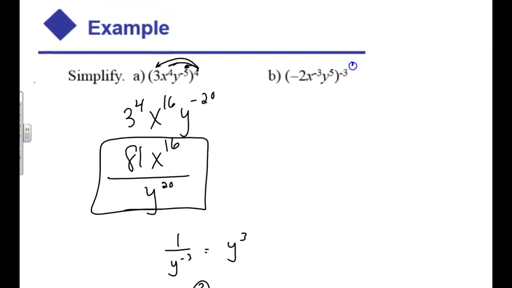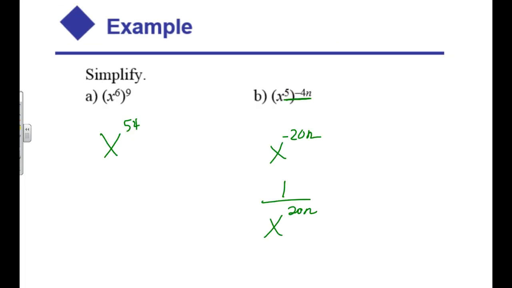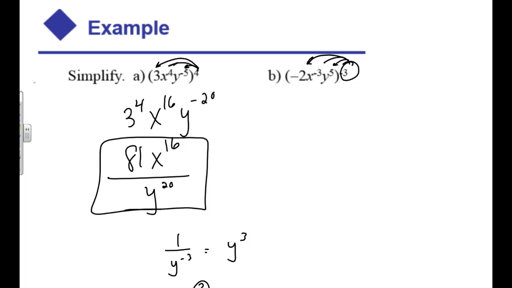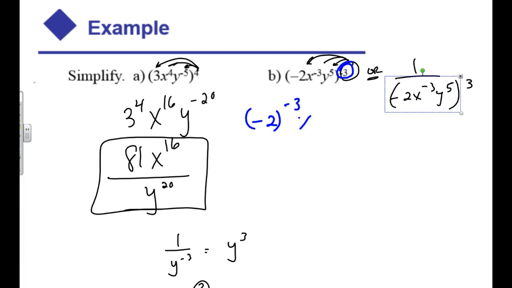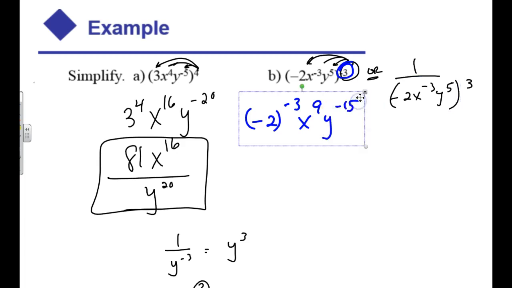Continuing to the next example, I'm going to distribute the negative 3. I guess there's a couple ways you could do this. You could approach it also as 1 over negative 2x to the negative 3rd, y to the 5th, and then raise it to the positive 3rd, but I think it's easier to do it this blue method. Let's distribute this negative 3. So negative 2 to the negative 3, x to the negative times negative is positive, and y to the negative 15th. So I'm going to throw everything that's a negative into the denominator, so I'm going to leave x to the 9th in the numerator.